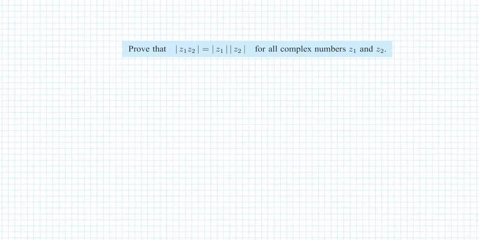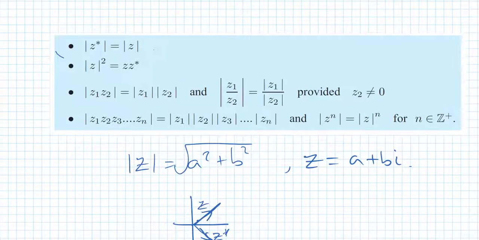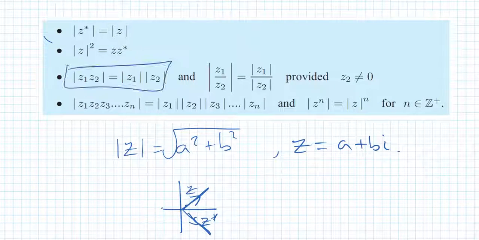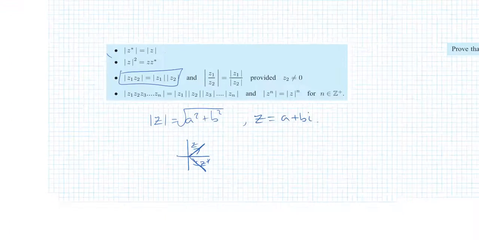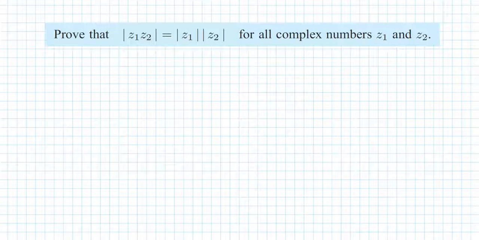Now, let's finish off with a really complicated problem. Okay, let's do a proof. I think that this one was here, it's the third one down. Let's actually have a go at proving something. We're going to prove that the modulus of z1z2 is equal to the modulus of z1 multiplied by the modulus of z2. I don't think that's that obvious, so we'll have a go and see if we can do it.